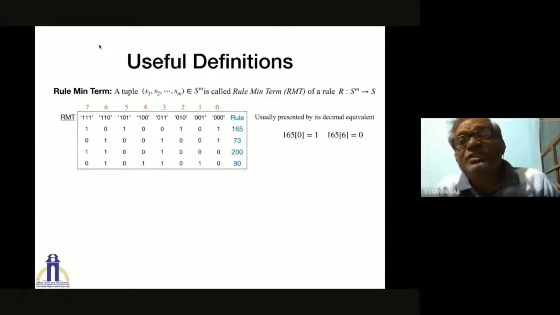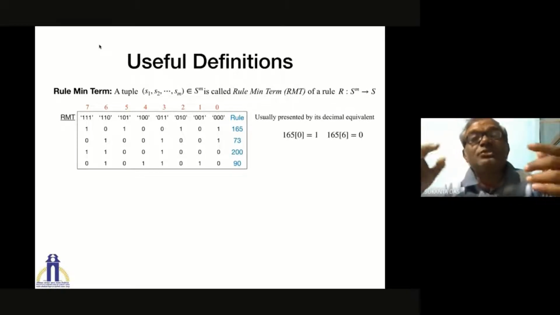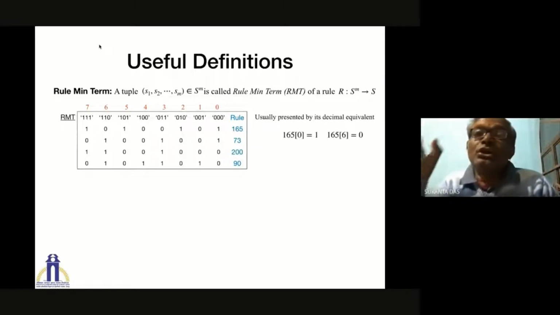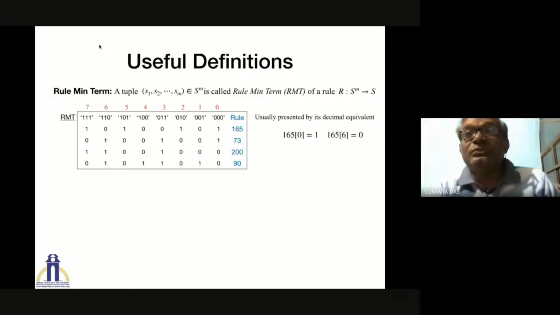And this is also convention. Say for example, rule 165 for RMT 0. Okay, it is actually 0, 0, 0, 0, 0. So rule 165 is the rule whose argument is 0, 0, 0. Similarly, rule 165, its argument is 1, 1, 0, means RMT is 6.